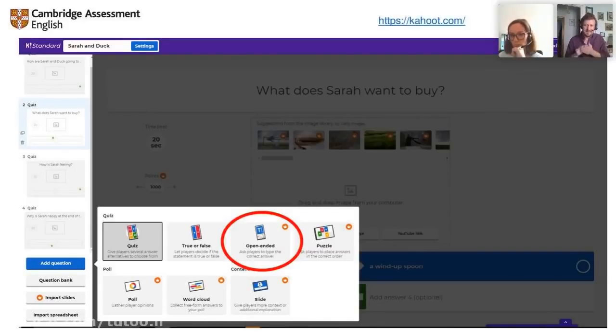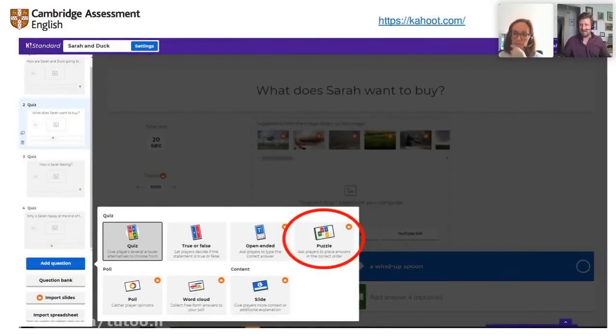I think they're listening for specific information. Have they heard the word? Do they know what it means? Is that more important than their spelling? It depends on the focus. And they also introduced this new puzzle option, which would be great for reordering texts or maybe gap fill situations. I haven't played with it a huge amount, but it does look quite exciting.